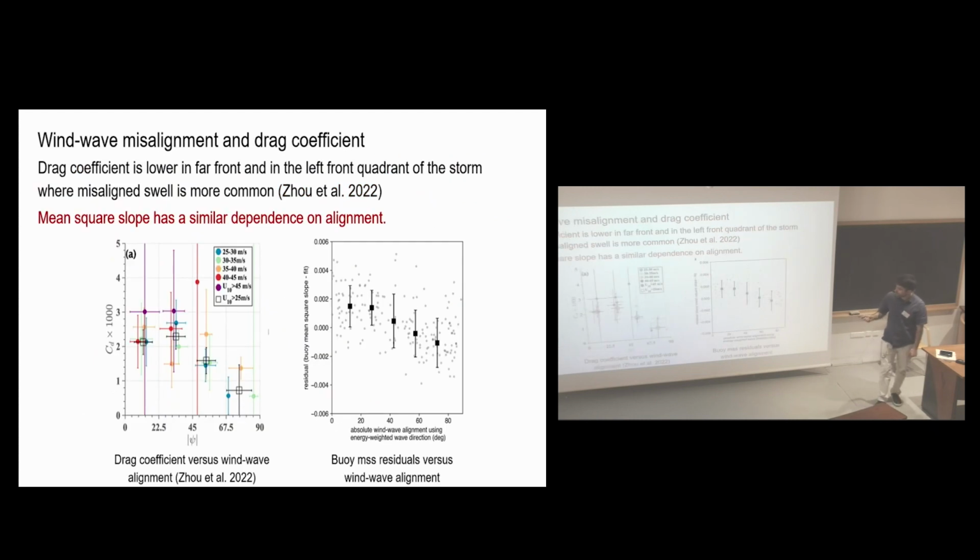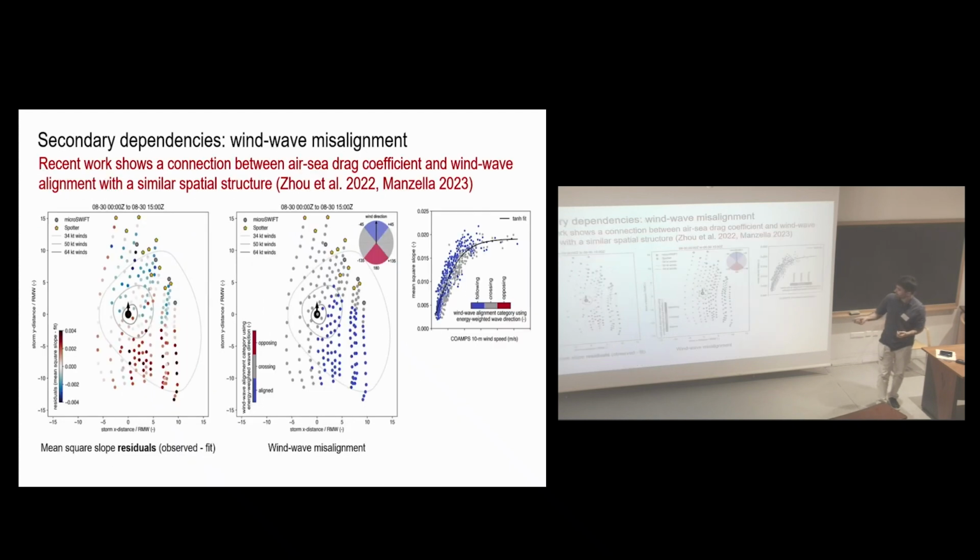To summarize that a little better, this is one of the plots I took from their paper, Zhao et al. 2022. What they find is the drag coefficient is lower in the far front and the left front quadrant of the storm, where you tend to see more misaligned swell, as opposed to us, where we're seeing more aligned wind waves in the rear right quadrant of the storm.